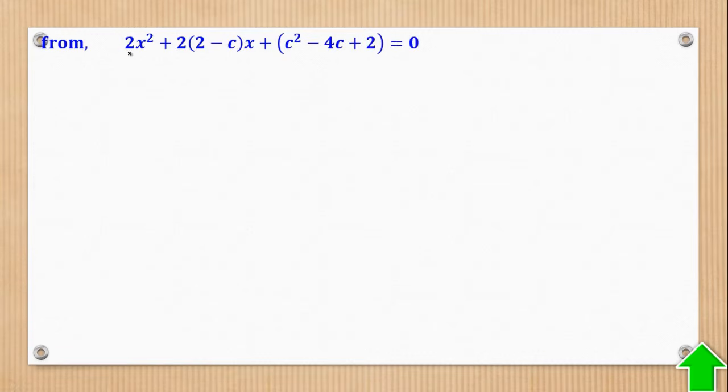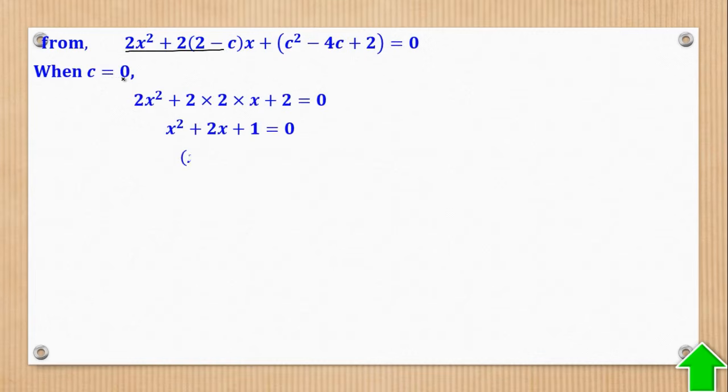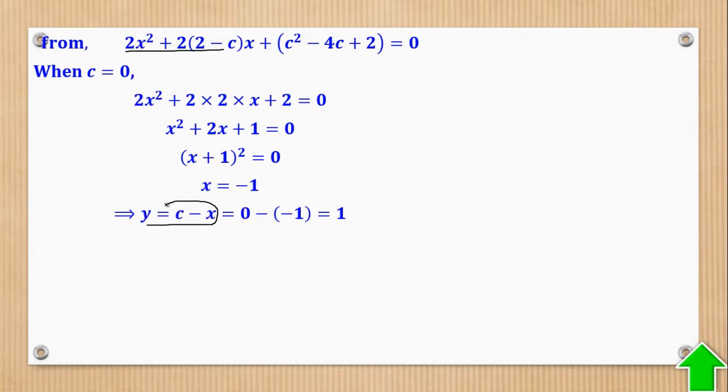Therefore, from this, when c is equal to 0, we shall be able to come up with that, and therefore the value of x will be -1, implying that from this step, remember we saw that y is equal to c minus x. Therefore, substitute for c and for x to come up with the value of y as 1.